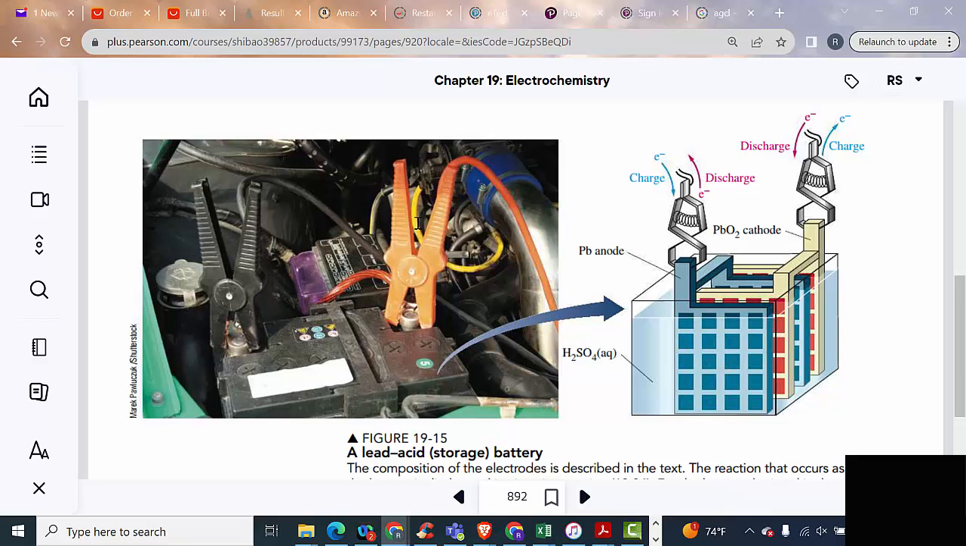When we recharge this, we force the electrons to go backwards. When we force electrons to go backwards, then this is no longer the cathode. This will now be the anode. And we're going to force these electrons over here, and this is no longer going to be the anode. Now it's going to be the cathode. And so we're going to take the lead 2+ and deposit it as lead.